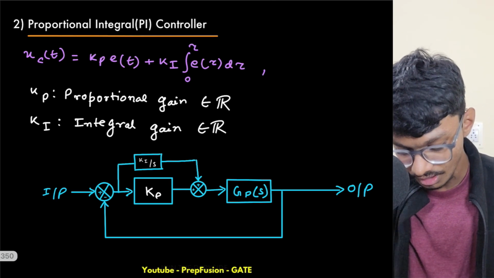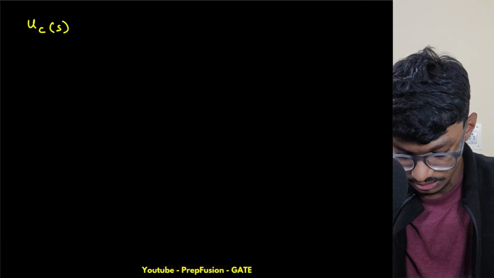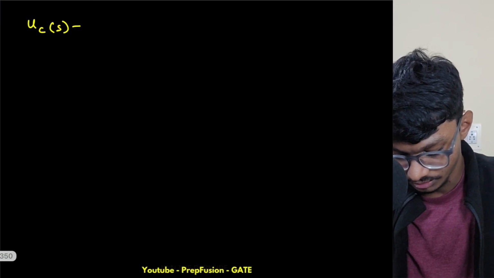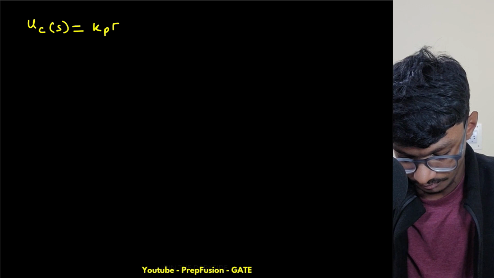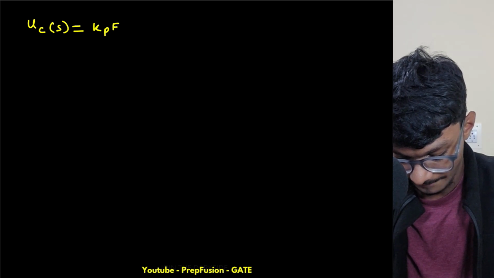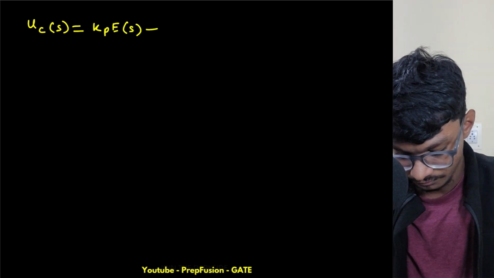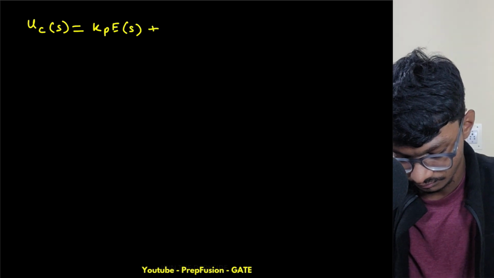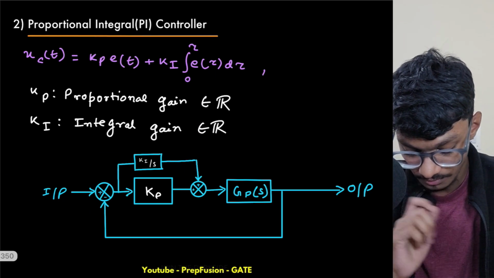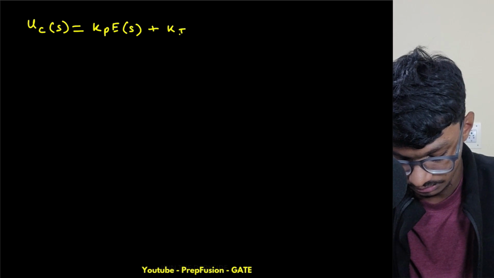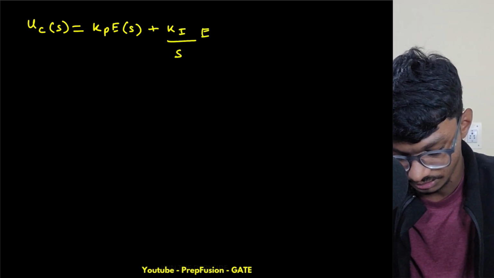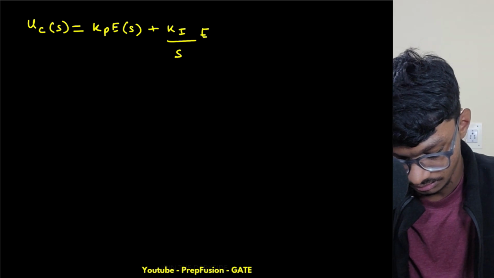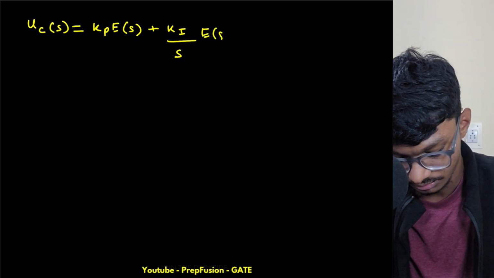So what is my output? My output in the Laplace domain is Uc(s) equals Kp E(s) plus Ki by s into E(s), obviously.